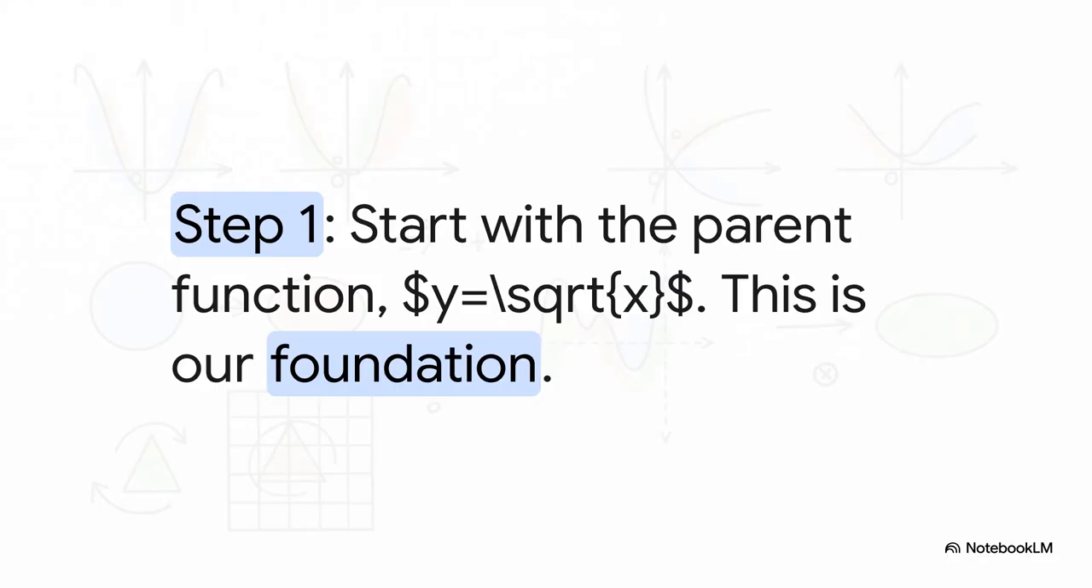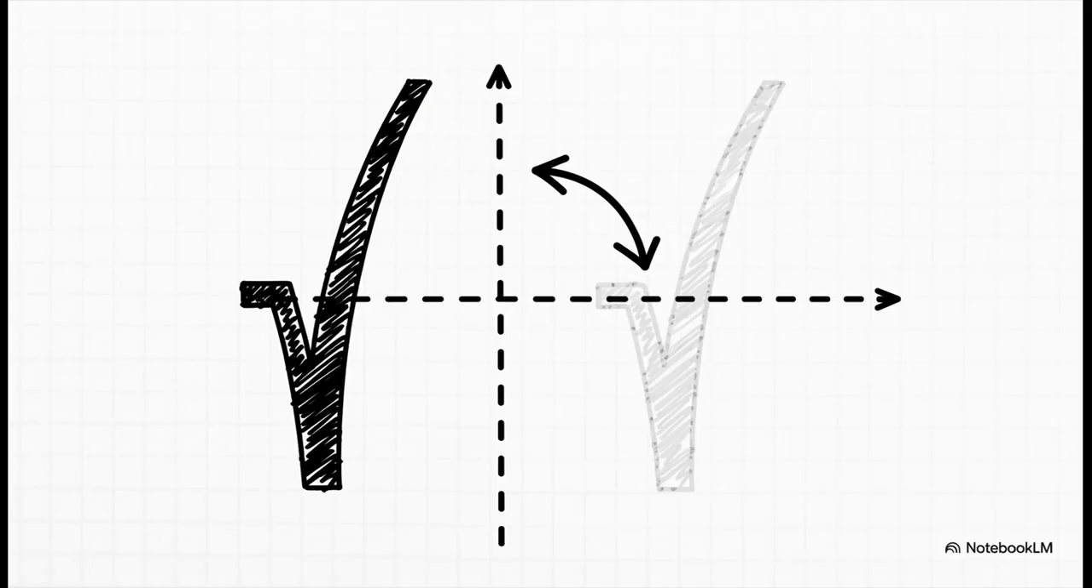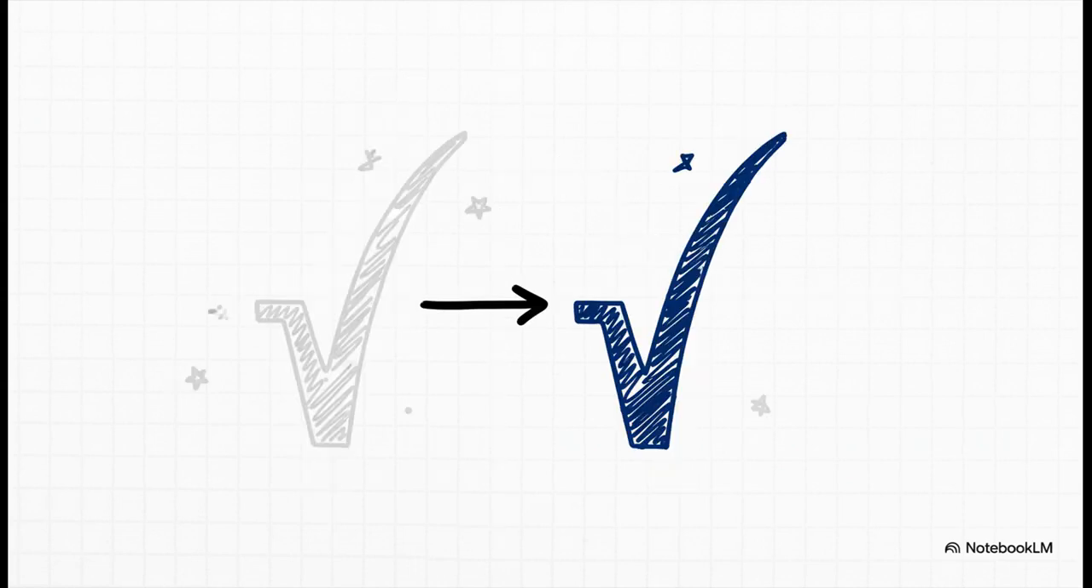All right, let's put our new toolkit and all our rules to the test. We are going to build that exact graph you saw at the very beginning. Our starting point, our parent function, is the simple square root of x. Nice and easy. Okay, first up in our order of operations is reflection. We look inside the function and, yep, there's that negative sign right next to the x. That's our cue to take the entire graph and flip it horizontally, right across the y-axis.